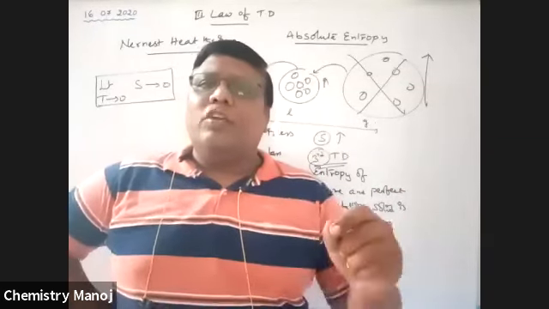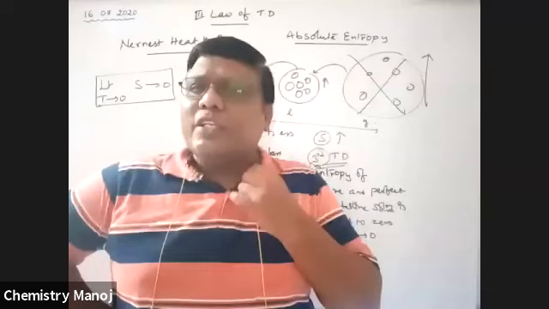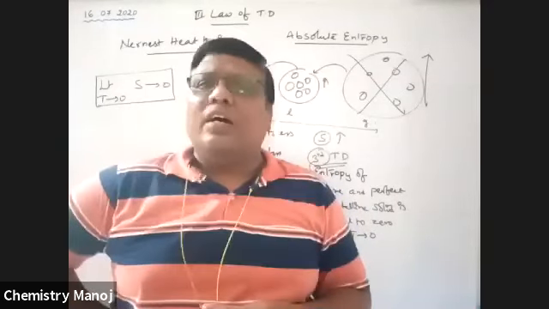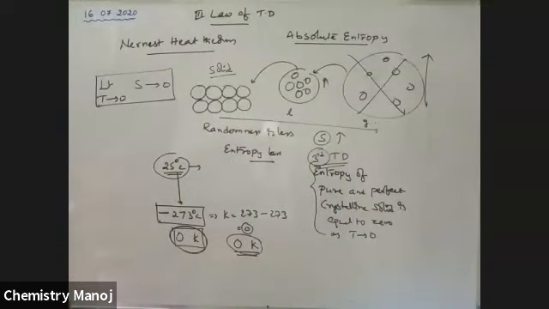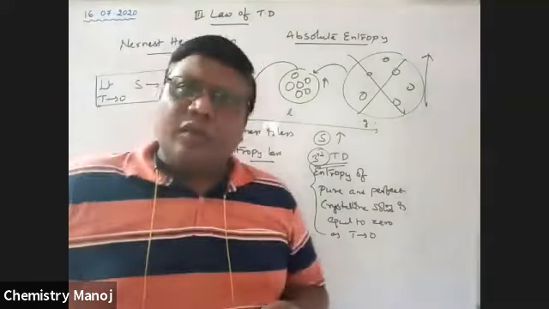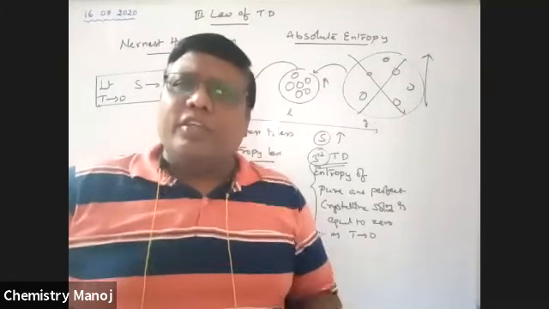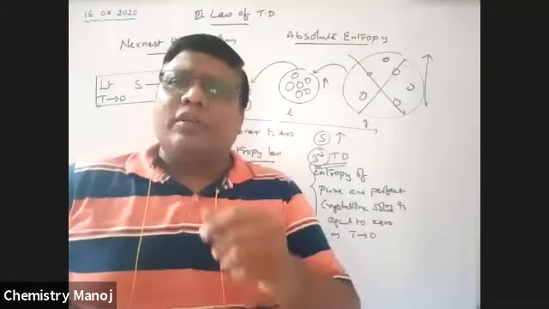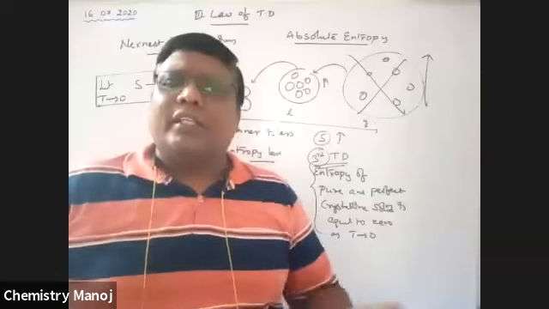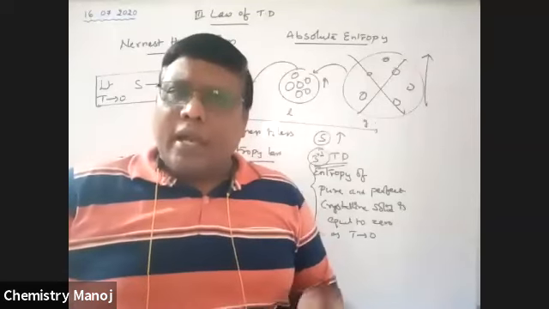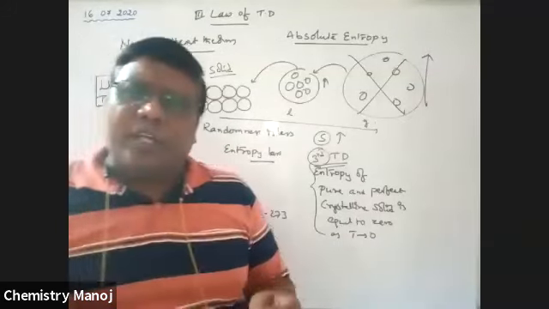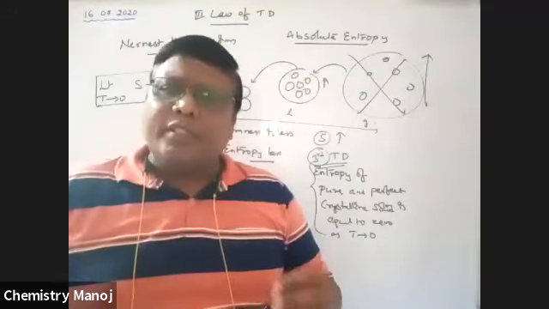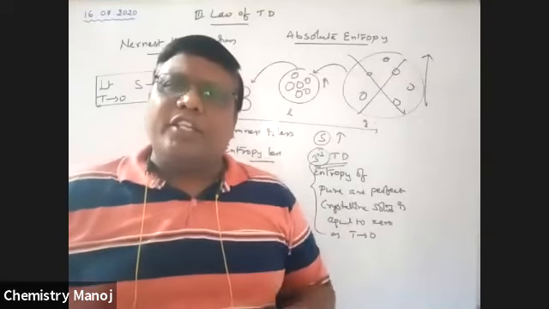Automatically, entropy is going to be zero. This is the third law of thermodynamics. But there are certain limitations. We expect that at absolute zero, the entropy of the material is going to be zero. That is the statement of the third law: at absolute zero, the entropy of a solid material is equal to zero. It is a statement, but there are certain limitations.